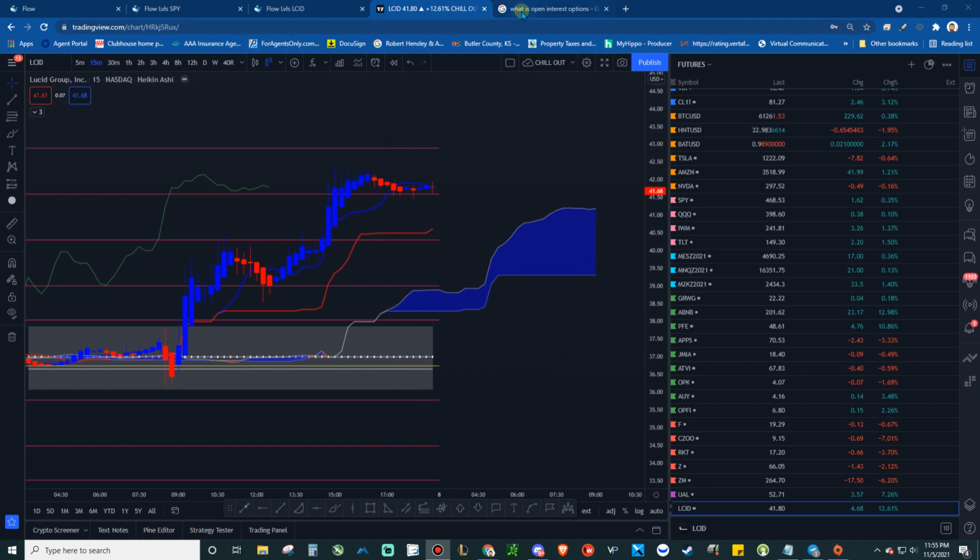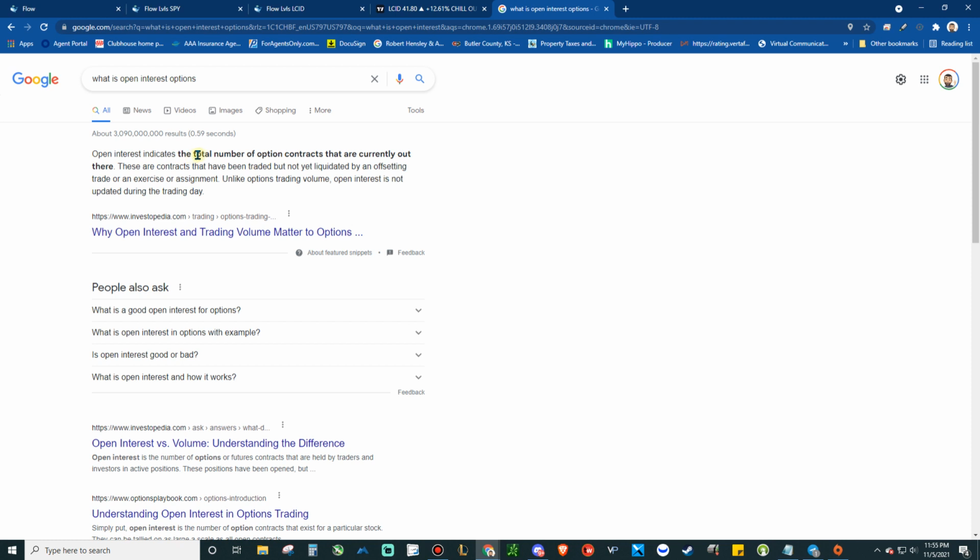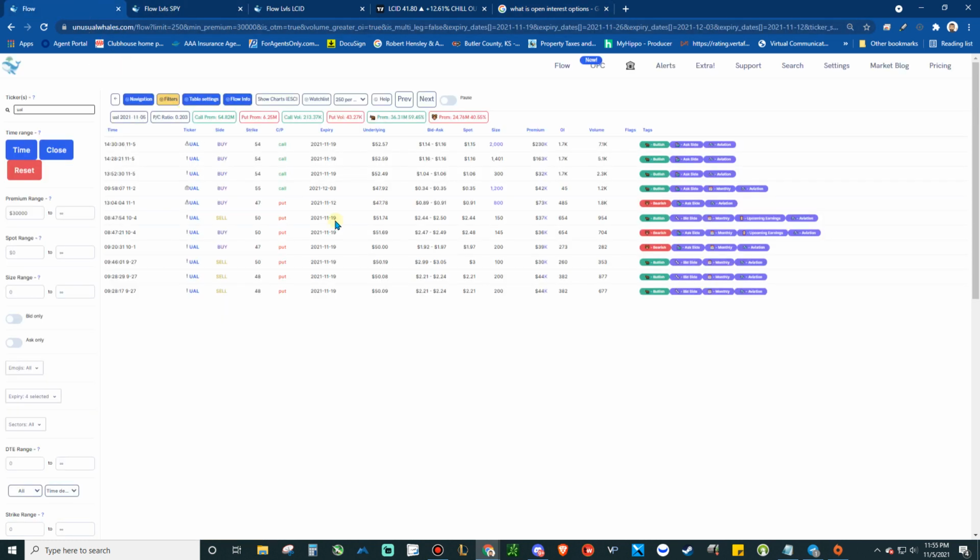One thing I wanted to say real quick was open interest. Open interest indicates the total number of option contracts that are currently out there. These contracts have been traded but not yet liquidated. And the thing is, open interest is not updated during the trading day. So we're going to be talking about open interest, I just wanted to give this little definition out there. Options trading volume is updated. Open interest is not. So keep that in mind.